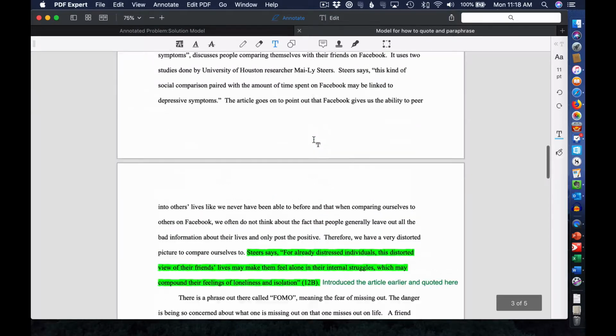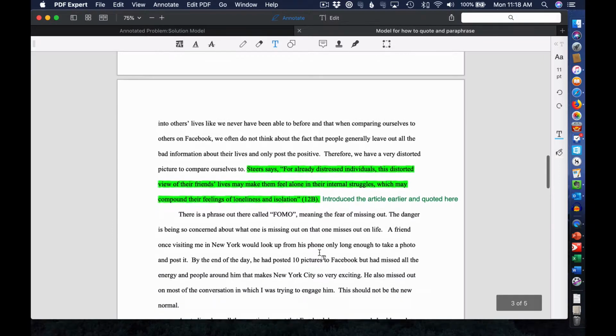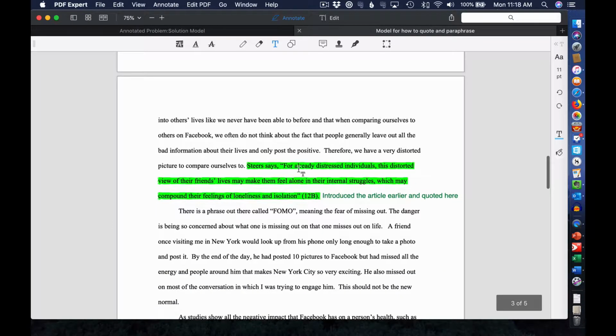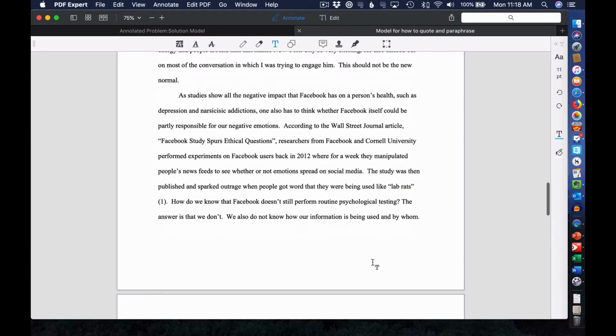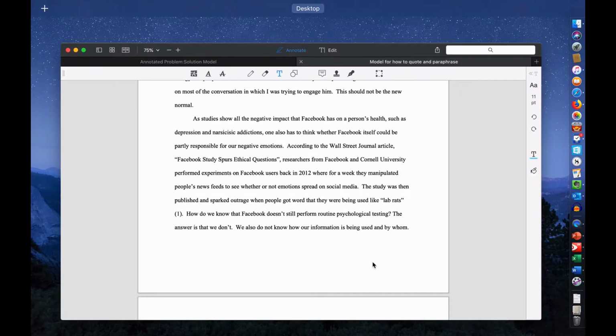In this one, she introduced an article earlier on by Steers, and then she just simply says Steers says, and then quotes, and then puts the page number, period. So those are just some ways of seeing how to introduce quotes and paraphrases in a real life scenario.